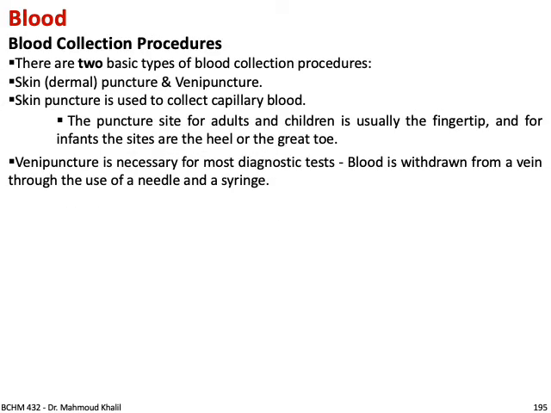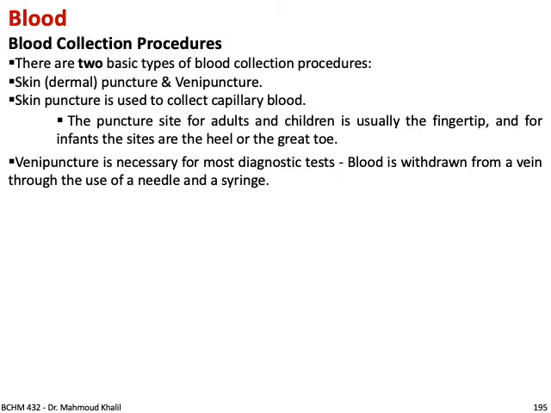Blood collection procedures. There are two basic types of blood collection: skin, or dermal puncture, and venipuncture. A skin puncture is used to collect capillary blood. The puncture site for adults and children is usually the fingertip, and for infants, the sites are the heel or the great toe. Venipuncture is necessary for most diagnostic tests.